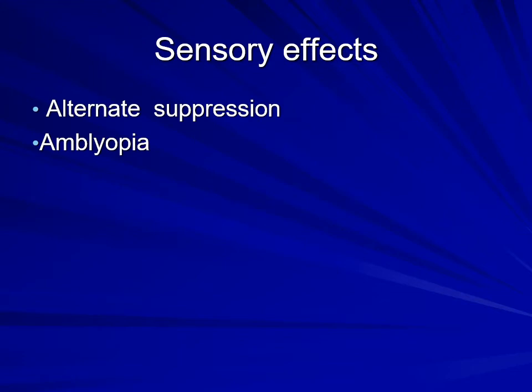The sensory effects of concomitant squint are either alternate suppression of each eye to avoid the diplopia, and this happens in case of alternate concomitant squint, or permanent suppression, and the permanent suppression is called amblyopia. It happens in case of unilateral concomitant squint.